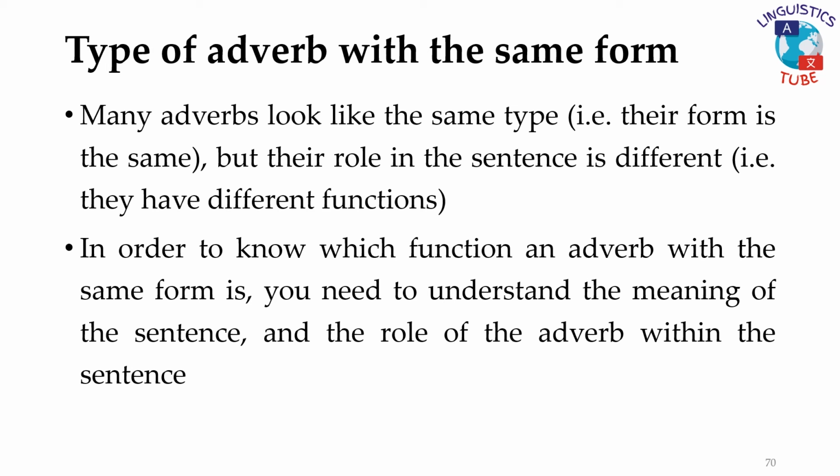One reason that it is so important to distinguish between form and function is that many adverbs look exactly the same, but their roles in the sentence are different. In other words, many adverbs are the same type in terms of their form, but are different in terms of their function. So, how do we distinguish between them? Or, how do we know which function an adverb is if there are multiple functions of adverbs with the same form? The simple answer is that you need to understand the meaning of the sentence and the role of the adverb within the sentence. This can be quite difficult, so let's look at some situations in which the same adverb can have two functions.